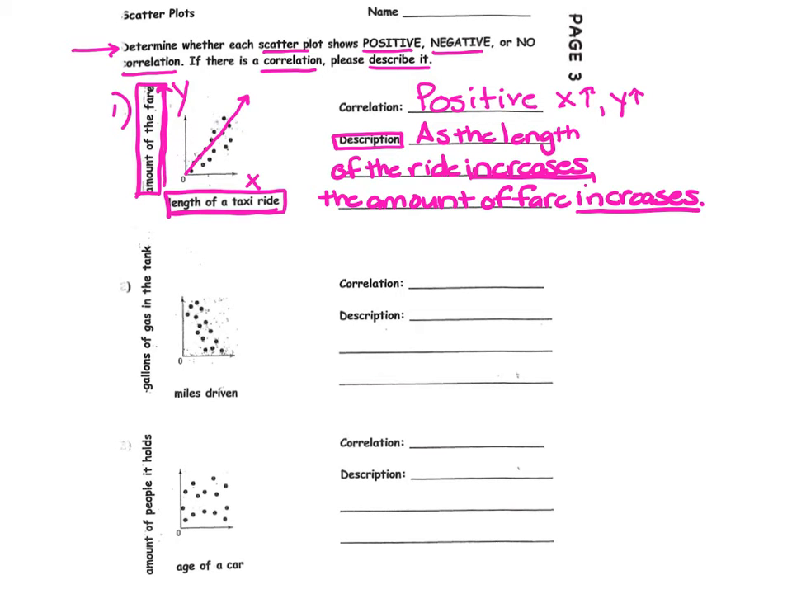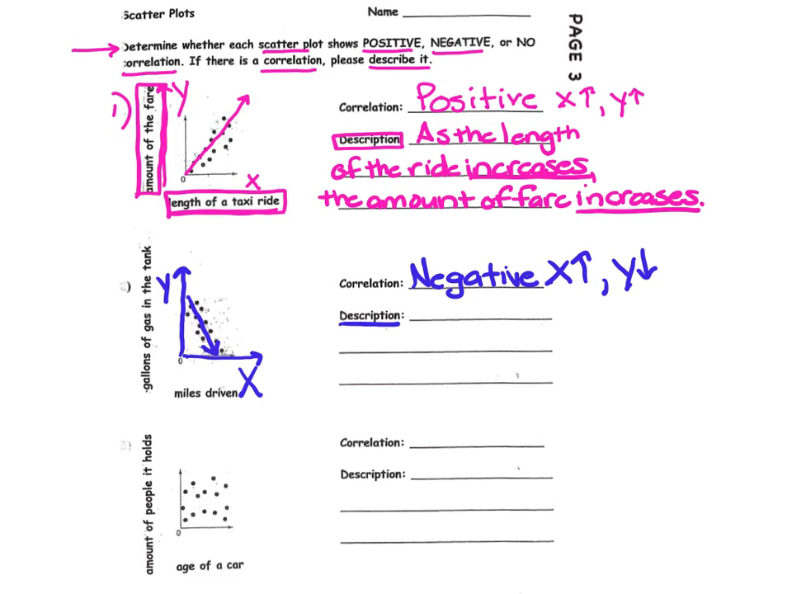Number 2. Number 2 is comparing miles driven, that's your X value that's increasing, and the gallons of gas in the tank, which is your Y. Clearly there's a correlation, but this is sloping downward. So this is what we call a negative correlation. As X increases, or the miles we drive, then Y decreases, which is the gasoline in our tank.